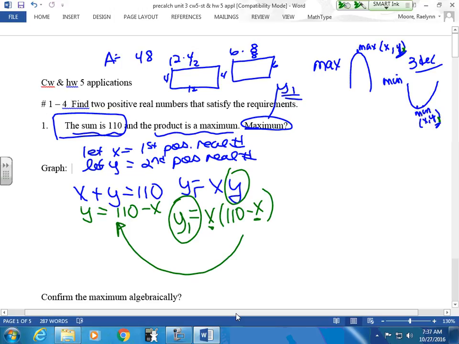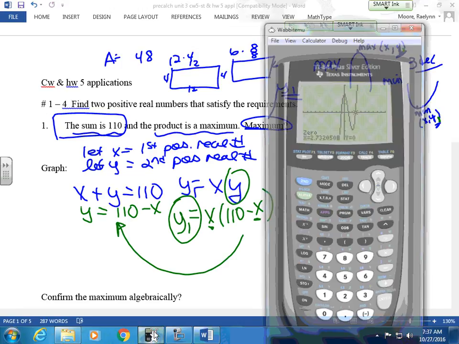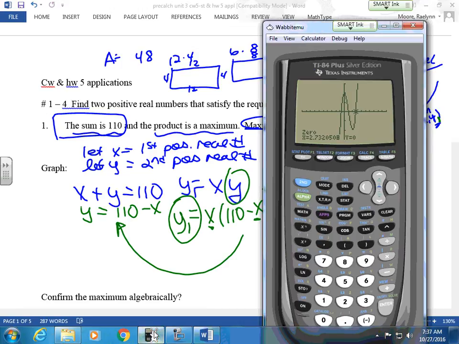So let's graph this in your calculator. You're going to have to play with your windows a little bit. You guys good with windows? Sure. You'll get to be a pro with your windows after this.